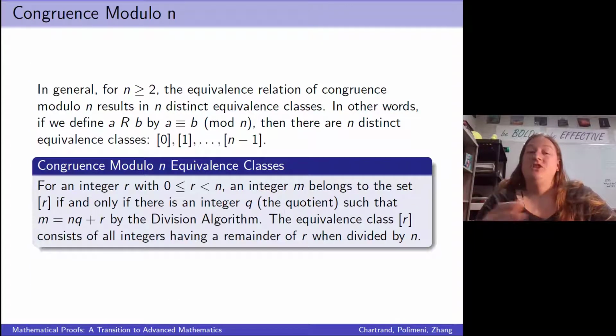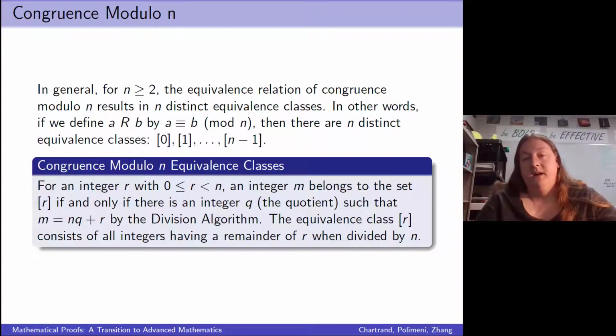Actually, in general, for n greater than or equal to 2, the equivalence relation of congruence modulo n results in n distinct equivalence classes. In other words, if we define a related to b by a is congruent to b modulo n, then there are n distinct equivalence classes, namely ones defined by the elements 0, 1, 2, all the way up to n minus 1.